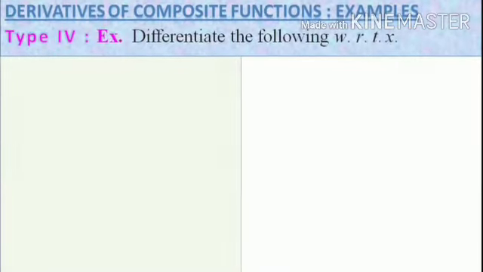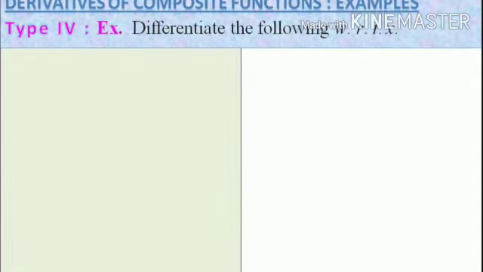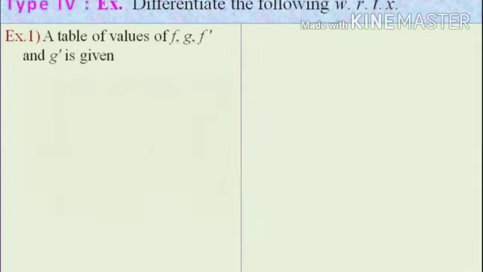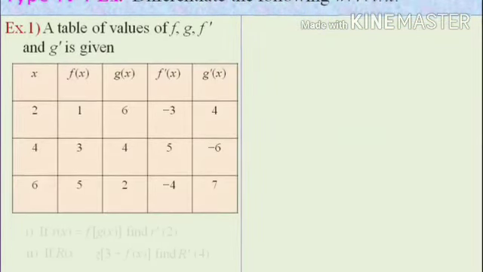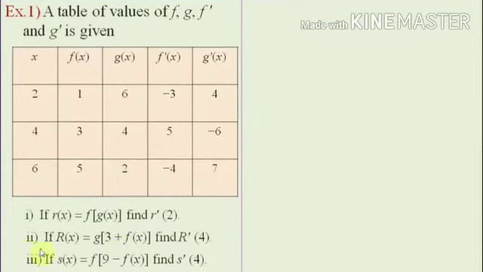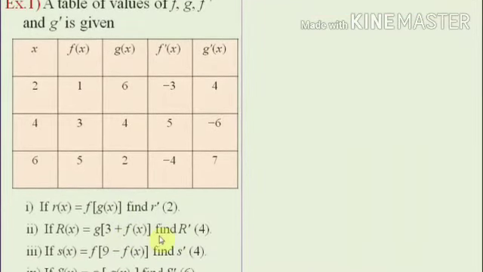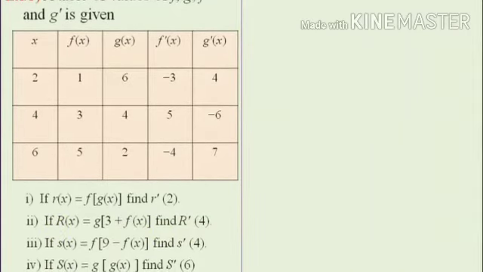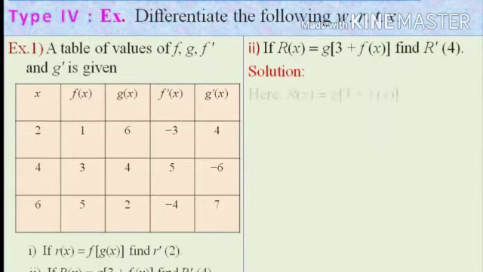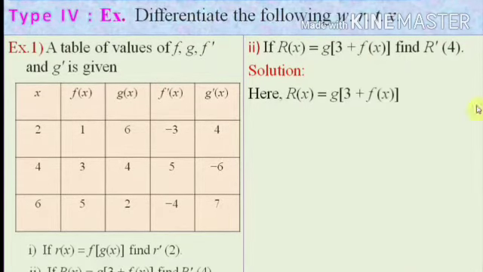Now taking the second example of type 4, that is example first second. If r of x equals g of 3 plus f of x, then find r dash of 4. Okay, here r of x is given to be g of 3 plus f of x.